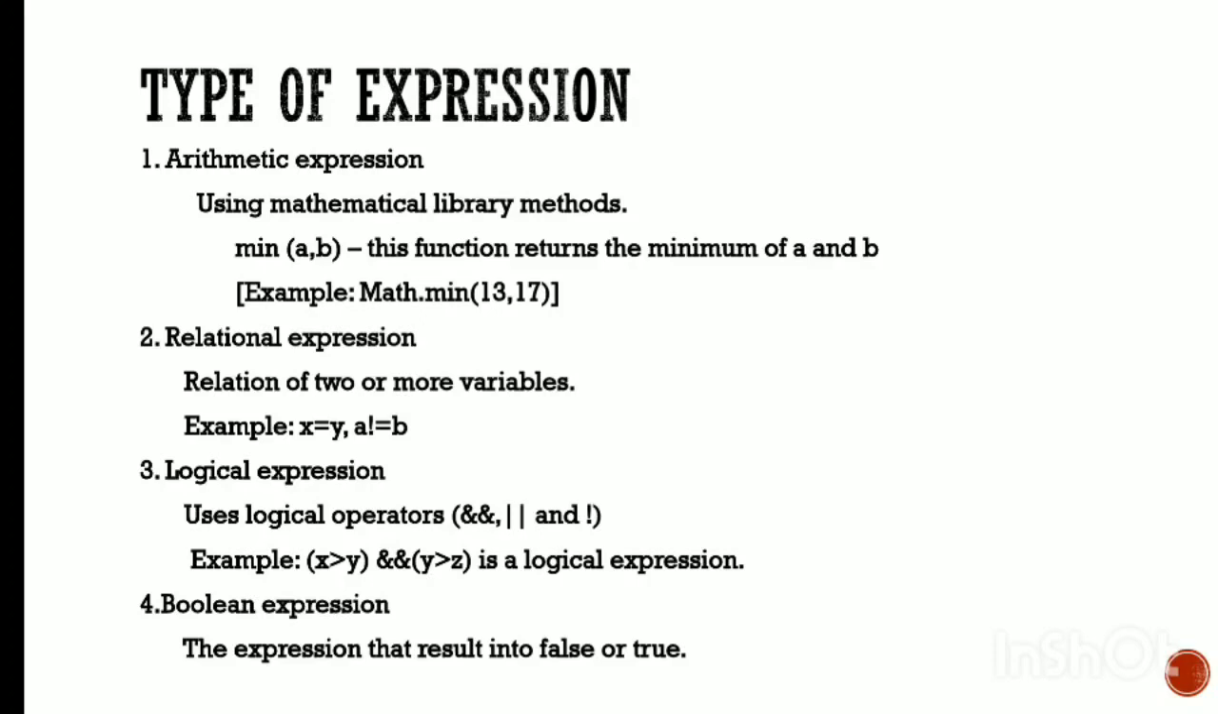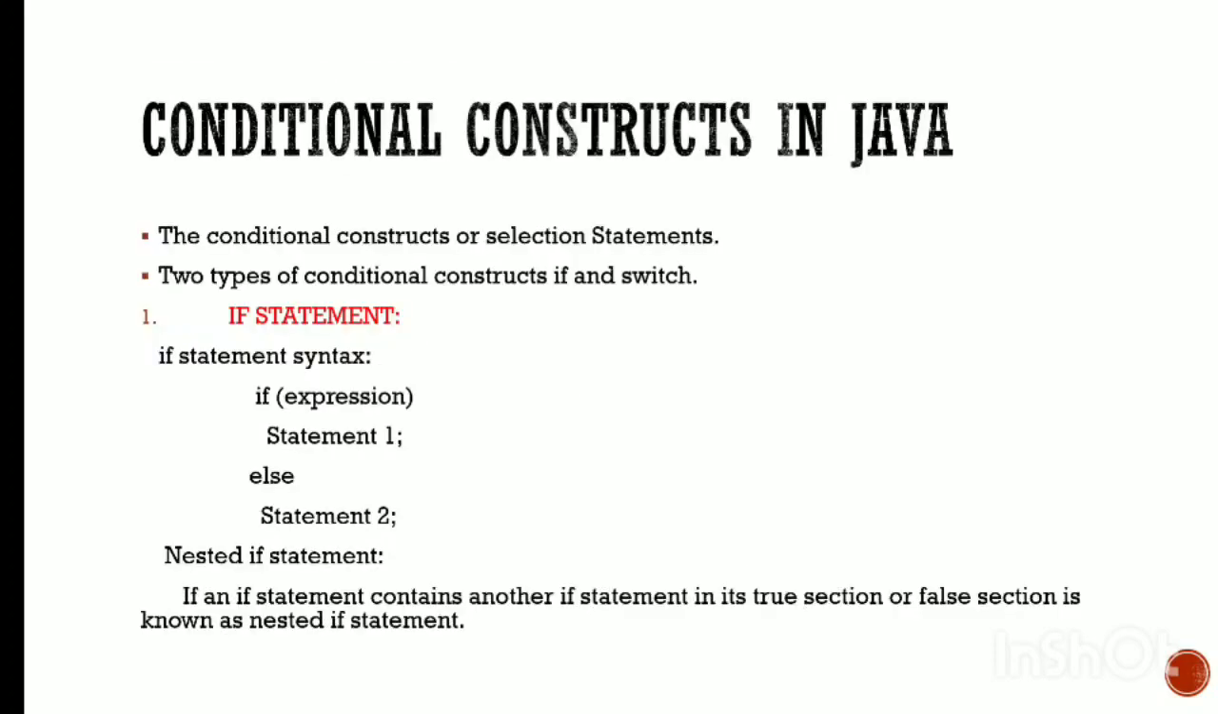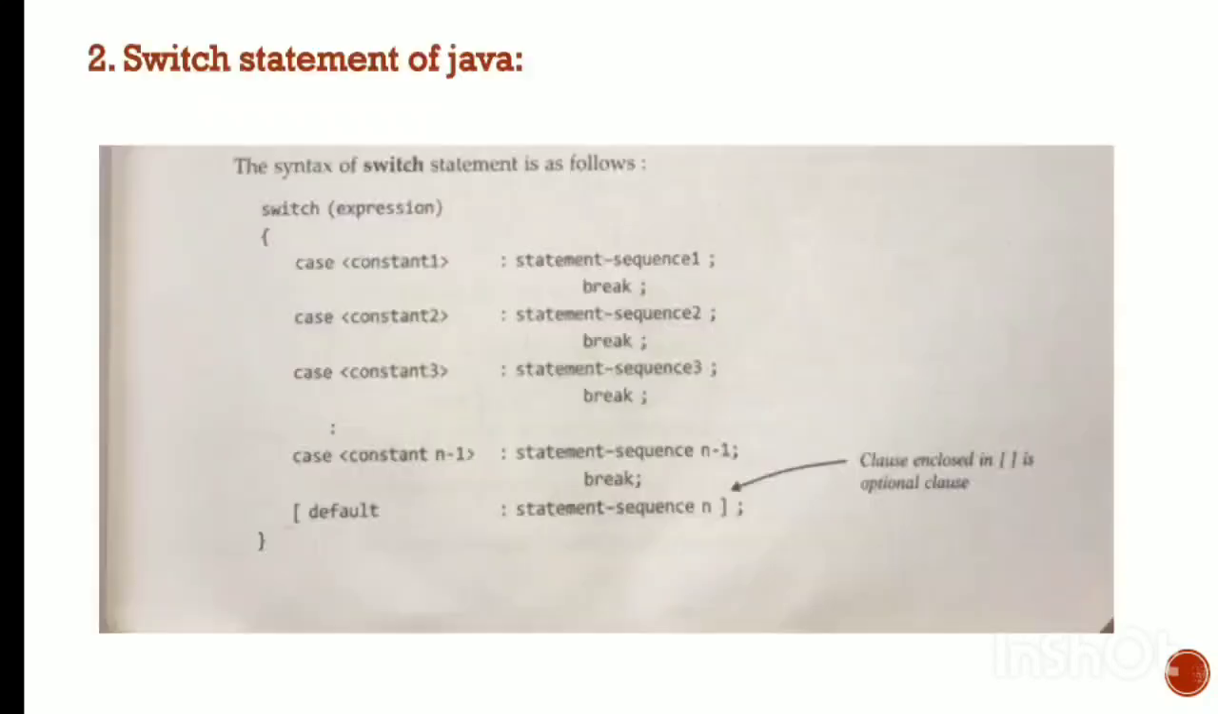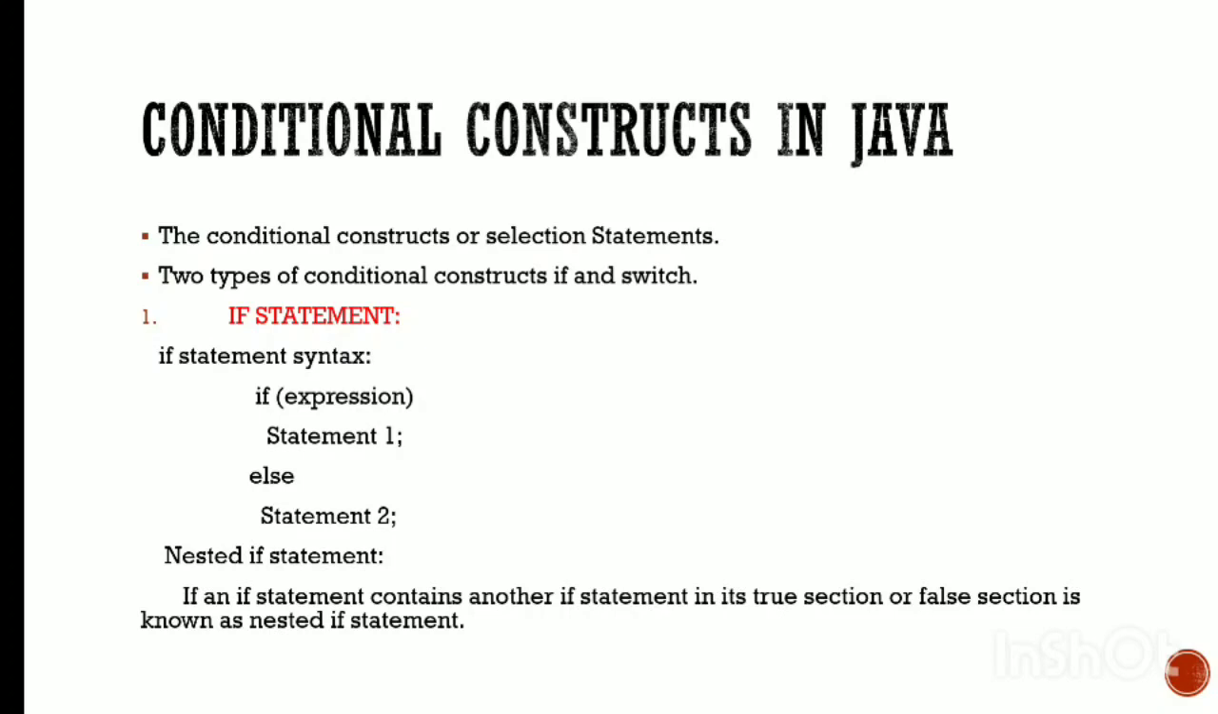The next one is conditional constructs in Java. The conditional constructs are selection statements. We call it a selection statement. There are two different types of selection statements. First is the if statement, and second is the switch statement. Now we are going to learn about the first one, the if statement. You all know the syntax of the if statement.